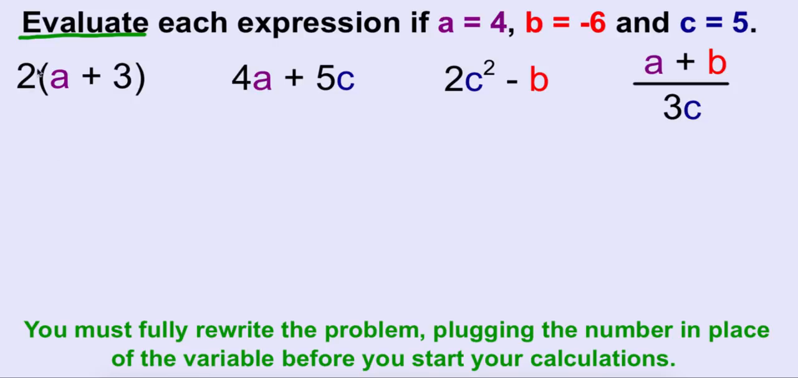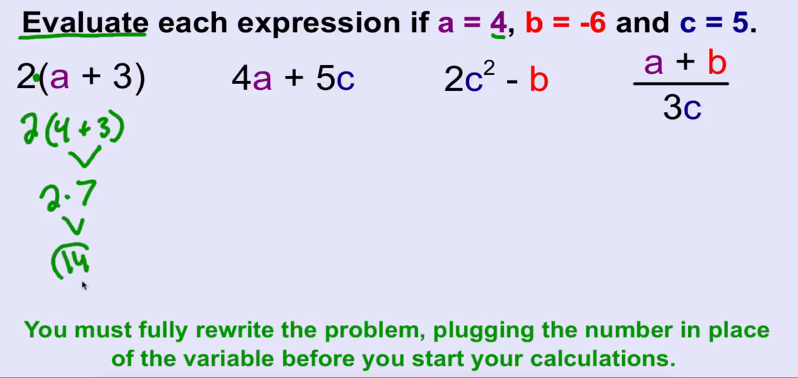So here I have 2 outside of the parentheses. That means 2 times whatever I get in my parentheses. I see a is 4, so I'm going to rewrite it as 4 plus 3. And then I know I'm going to multiply by 2. 4 plus 3, remember we're starting with the parentheses, that's 7 times 2. 2 times 7 is 14.